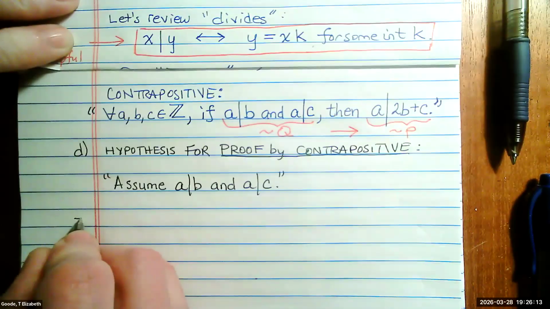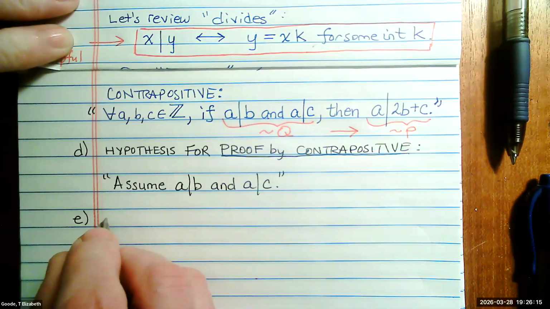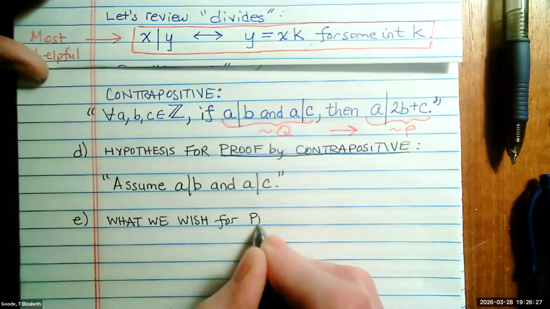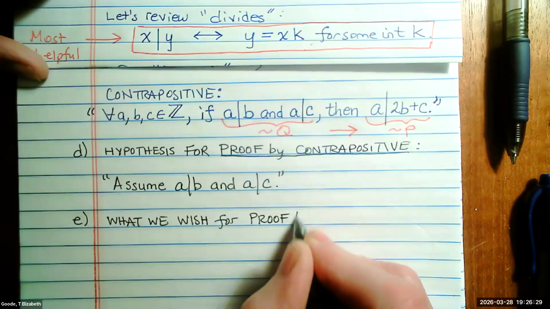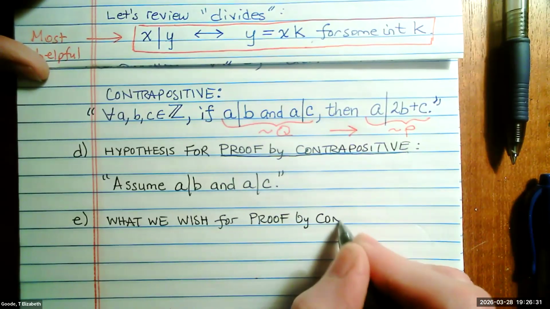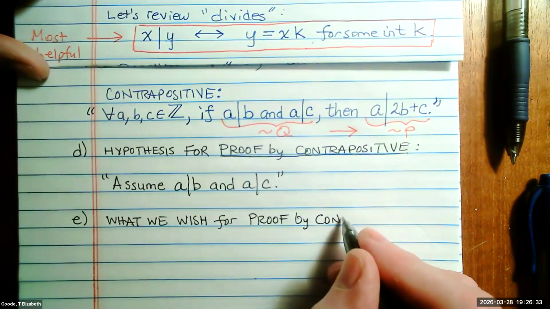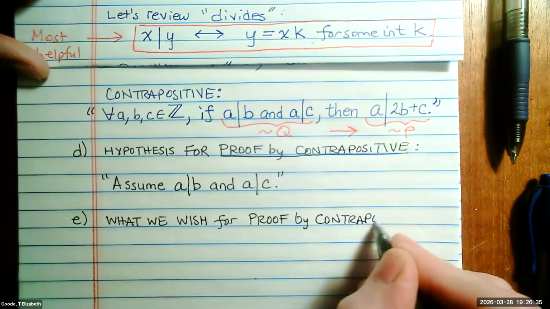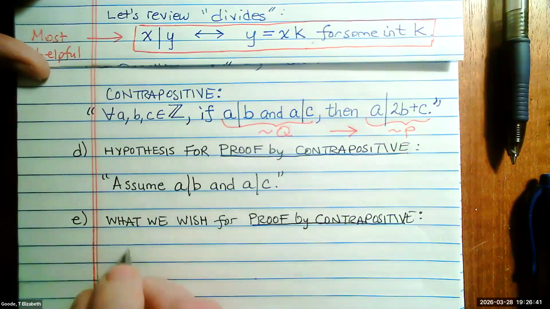Okay, what is part E? Part E: write what we wish to show in a proof by contrapositive of the given statement. So what do we wish to show for proof by contrapositive? We wish to show that A divides 2B plus C. Exactly.